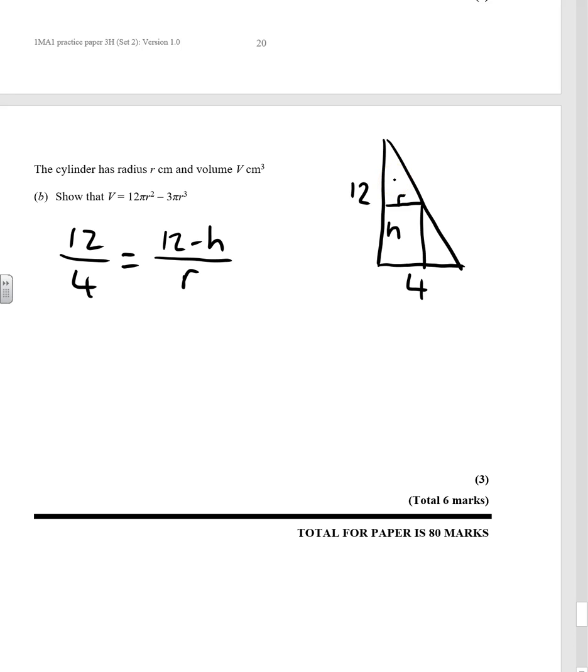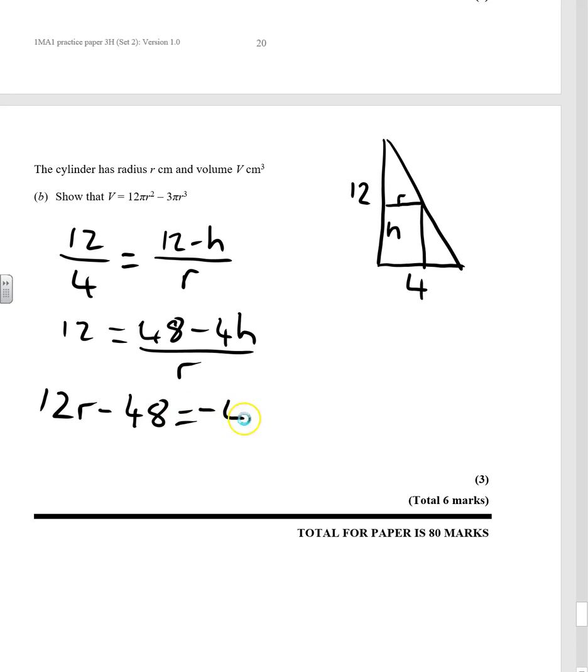So let's have a bit of a rearrange here. Let's have a think what we're going to do. If we times by 4, that gives us 48 minus 4h all over r. What are we trying to do? We're trying to get this into terms of r. We want h being the subject of the formula, because if you look here, this formula has no h's in it. So 12r minus 48 is equal to minus 4h. I'm going to divide through by minus 4, which gives us 12 minus 3r equals h.